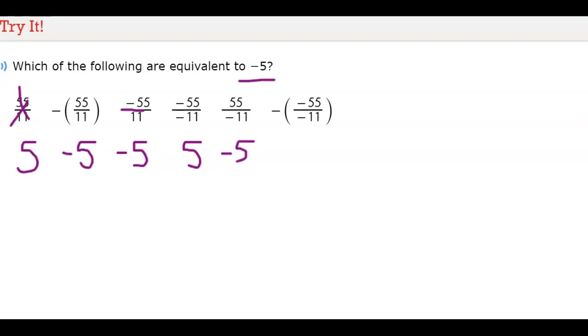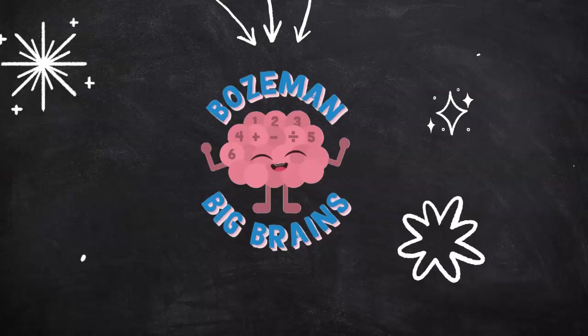This last one says negative 55 over negative 11, and then there's also a negative on the outside of the parentheses. Both the negatives will give me a positive. However, on the outside there's that negative, so it adds it right back in. So these right here are not equivalent, but all of the rest are equivalent to negative 5.